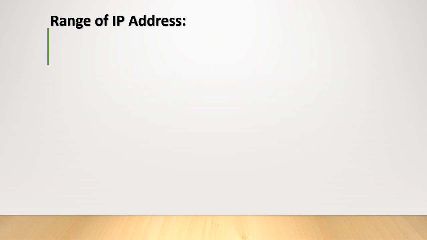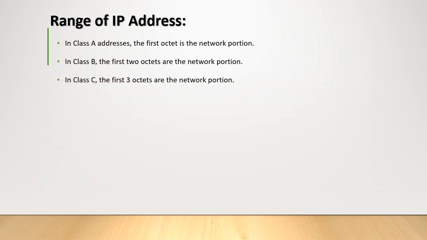And let's see the range of IP addresses, as we discussed in the last slide. In a class A address, the first octet in the network portion is all set to 1. It means that it belongs to class A. If the first 2 octets of the network portion are set to 1, it belongs to class B. In class C, the first 3 octets of the network portion are all set to 1. It means that it belongs to class C.